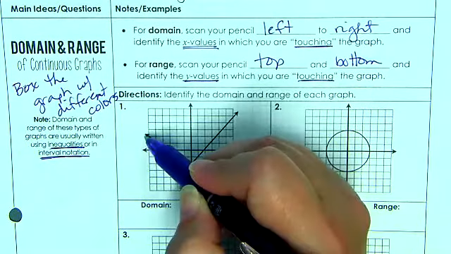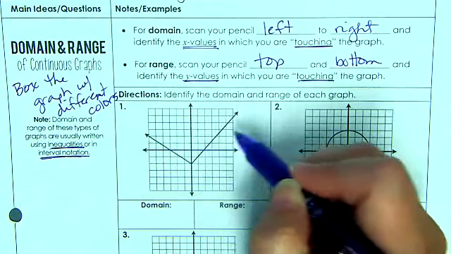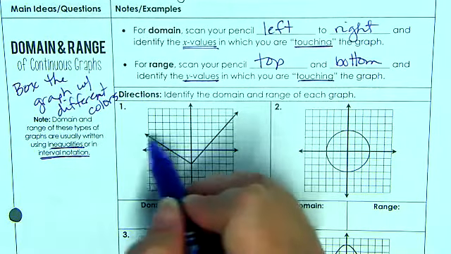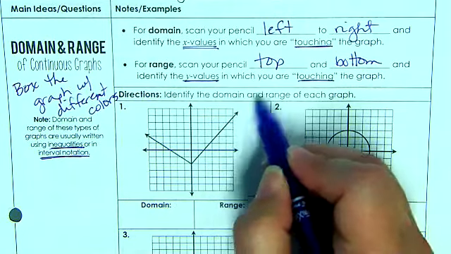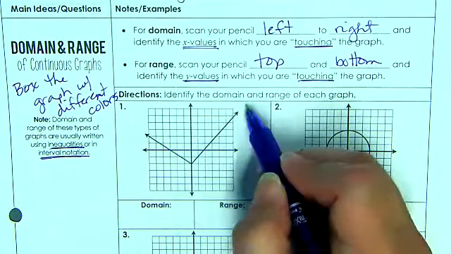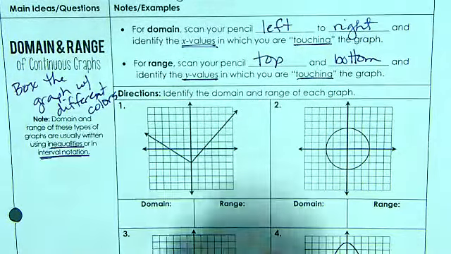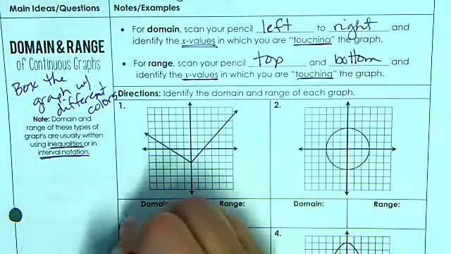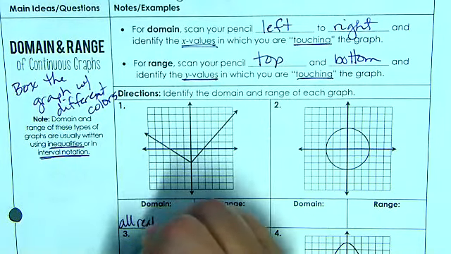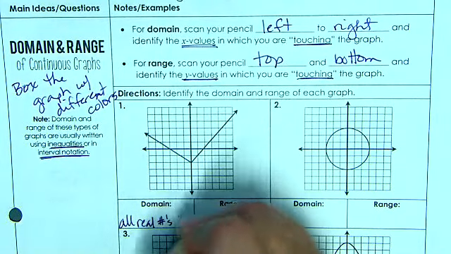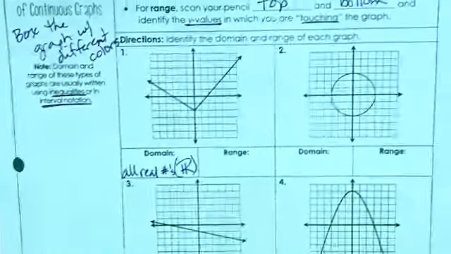All right, if I'm looking at the X values, does it ever stop going this way or this way? The X's never stop because it keeps going in both directions. Since it never stops, there's no place for it to end. This is going to be all real numbers, which we use this fancy symbol for right here.